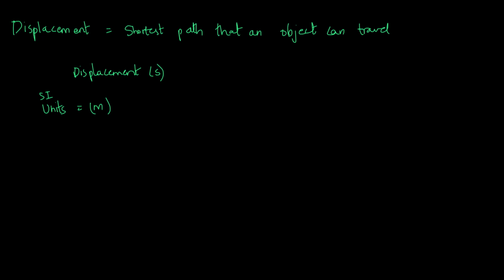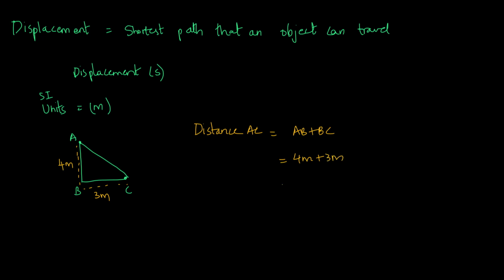So now let's understand the difference between displacement and distance. If the object has to move from position A to position C, and in between there is position B, and if I say AB is 4 meter and BC is 3 meter, then my total distance AC will be: I'll move from A to B, then from B to C. So I'll say AB plus BC, that is equal to 4 meter plus 3 meter, which is 7 meter.